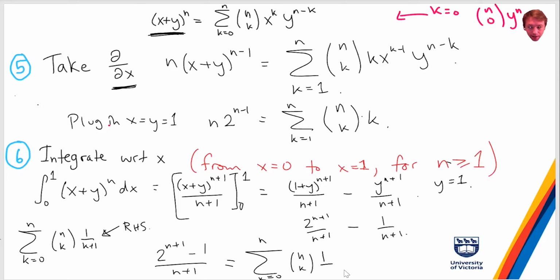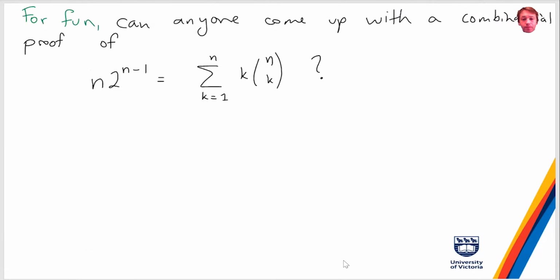So what we get is that 2 to the n plus 1 minus 1 over n plus 1 equals the sum k equals 0 up to n, n choose k times 1 over k plus 1, which is a totally weird identity. Hopefully I've done that right, but if not, sorry about that.